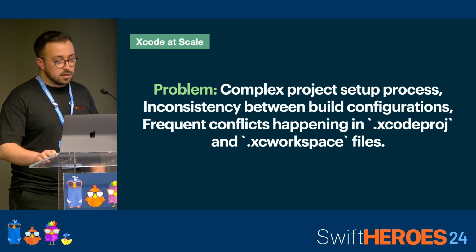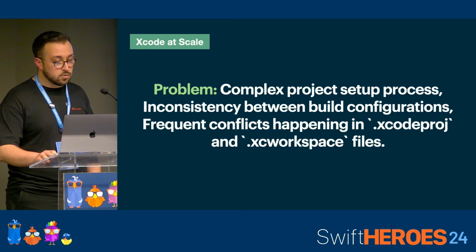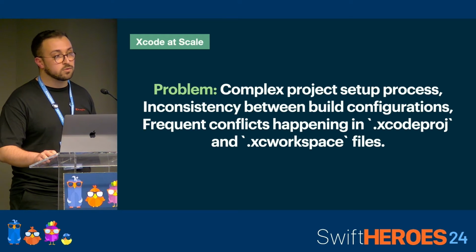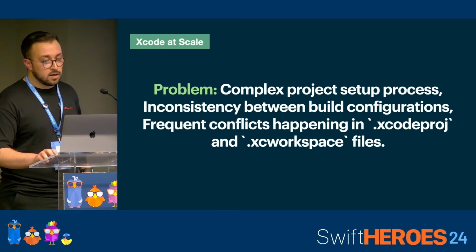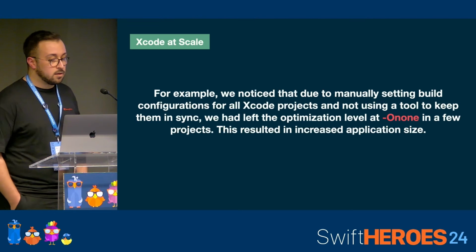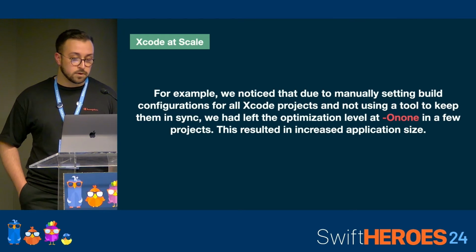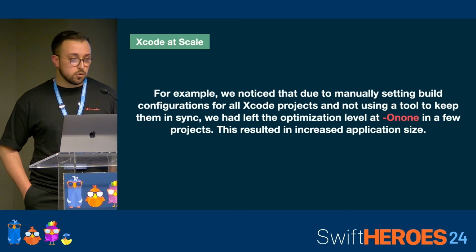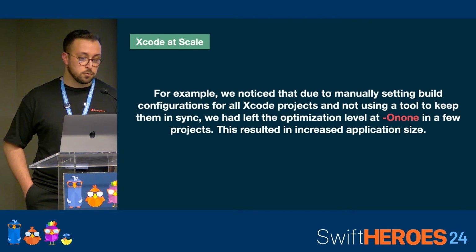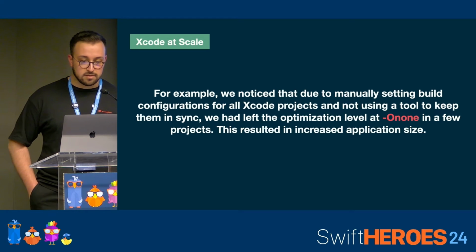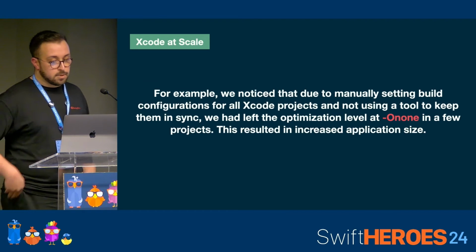We face three key challenges with Xcode projects. Those are complex project setup, inconsistent build configurations, and frequent conflicts with Xcode project files. I would also like to give an example. We noticed that, due to manually setting build configurations, we left some modules' optimization levels as none, and it led to an increase in application size.